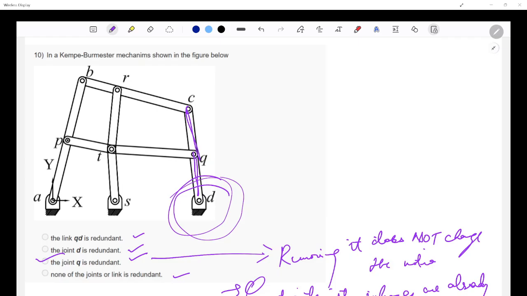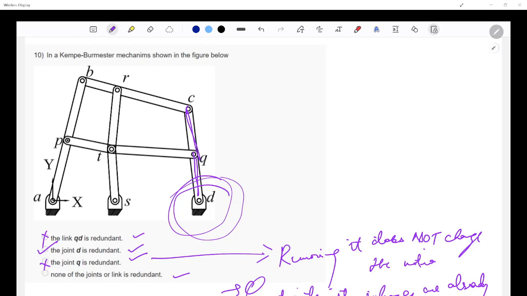It's wrong because the link itself is needed. Only the joint constraint is redundant. So the important distinction is between joint and link redundancy. You should understand and pick the option correctly. Second option is the joint Q is redundant. It is wrong because joint Q contributes an essential motion constraint. Removing it changes the mechanism behavior. So this is also incorrect.